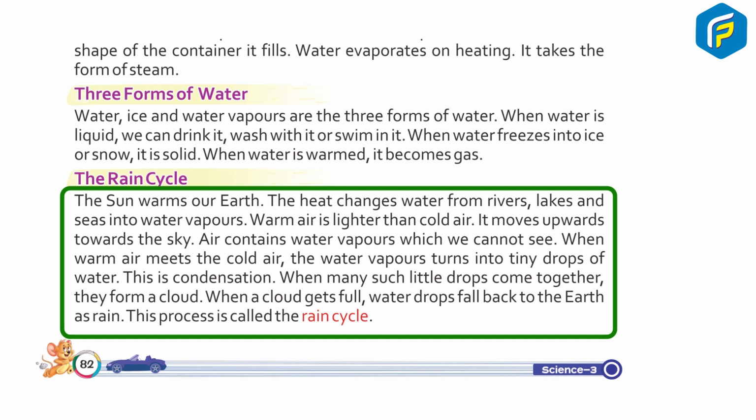When warm air meets the cold air, the water vapor turns into tiny drops of water. This is condensation. When many such little drops come together, they form a cloud. When a cloud gets full, water drops fall back to the earth as rain. This process is called the rain cycle.